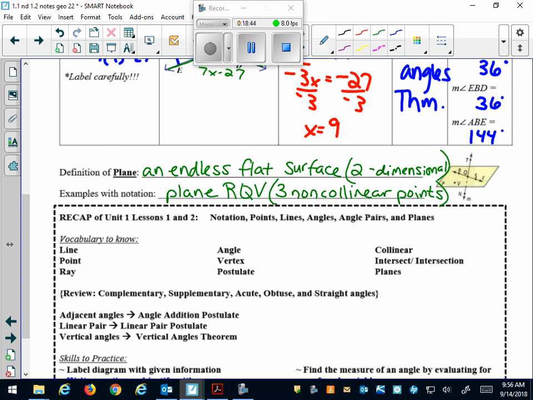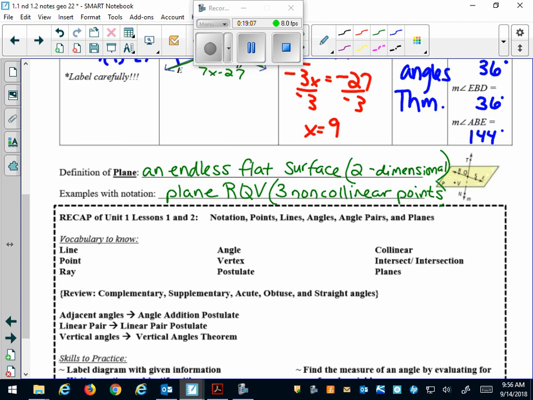And that's because if you use 3 points that are lined up with each other, like RQS, there's more than one plane that can go through that. Like I could put a plane this way going through RQS. Right? So that's not enough to define which plane you're talking about. You have to use non-collinear points.